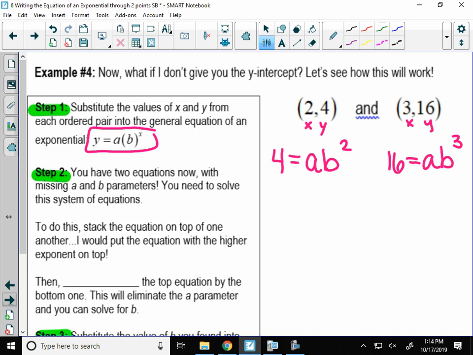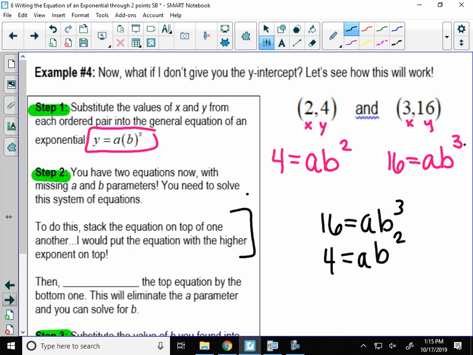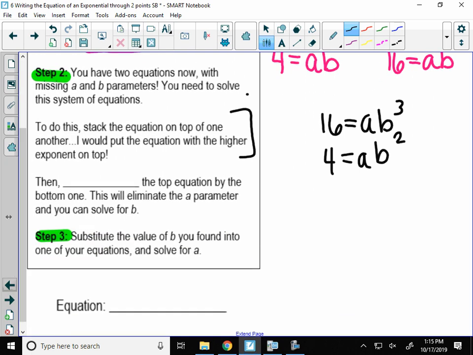So the next thing I want you to do is take these equations, and my suggestion is I will stack them, one on top of another. And my hint to you, I even said this right here, is to put the equation with the higher exponent on top. So I'm going to write it this way. 16 equals a times b to the third. And I'm going to write the other one right underneath. 4 equals a times b to the second. There's my system. I need to solve it. What do you think we should do?